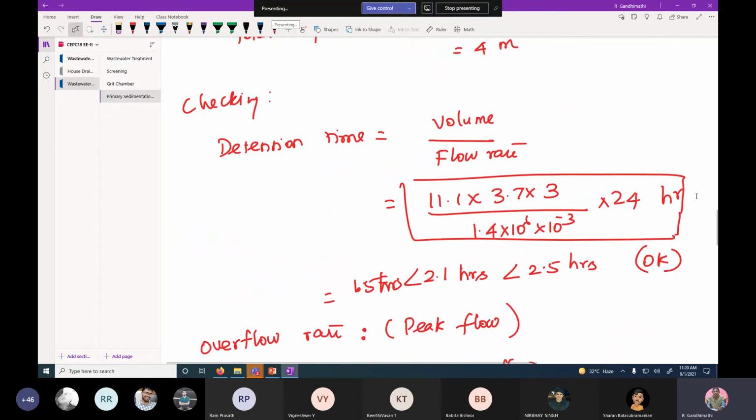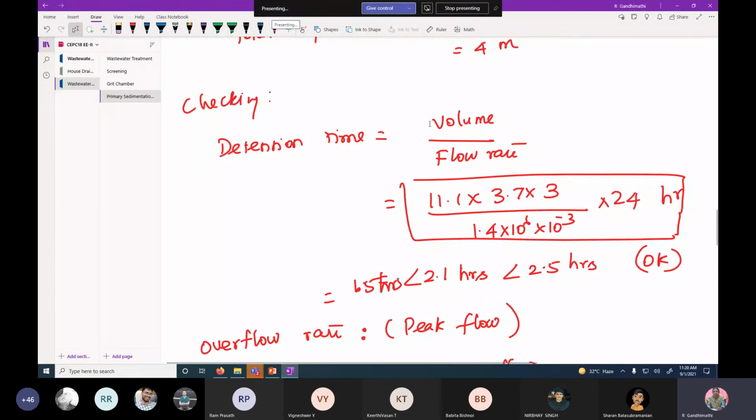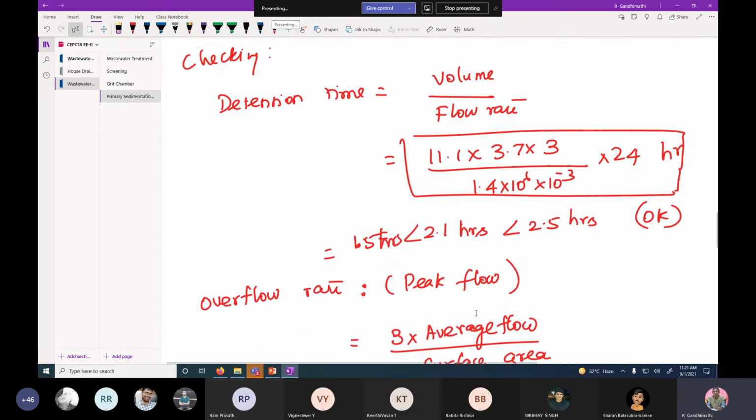Now you have to do the design checking with respect to the detention time, overflow rate, and weir loading rate. Detention time, volume divided by the flow rate, and then for calculating the volume of the sedimentation tank, you have to consider only the depth of the flow. Then you check it for the ranges. The detention time should be between 1.5 to 2.5 hours.